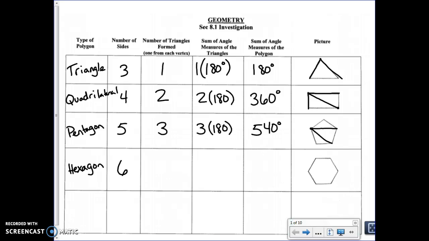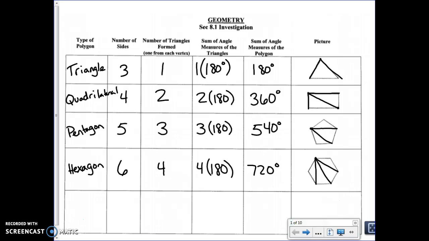All right, let's see if we can fill in hexagon. Hopefully you're noticing some patterns here. A hexagon has 6 sides. I would guess based on our pattern, we can probably find 4 triangles in here. Let's see. So straight down to this one, right over here, and right here. And look, we have formed 4 different triangles. So those 4 triangles each have a sum of 180 degrees as our angle measures. So 4 times 180 would be 720 degrees.